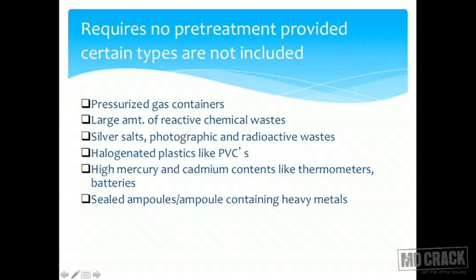Also, you don't burn sealed ampoules or ampoules containing heavy metals. So you get the idea. Pressurized containers, heavy metals, toxic metals, PVCs, don't burn them.